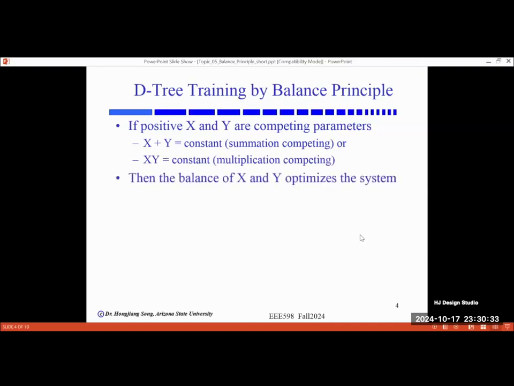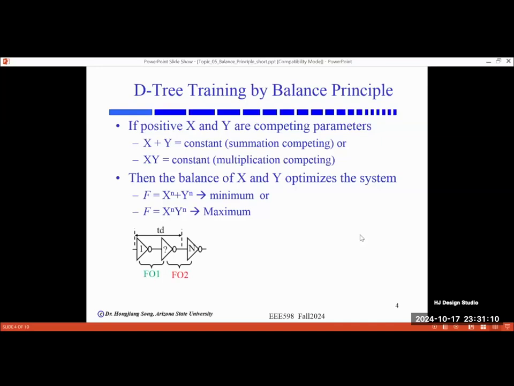So now let's look into the cost function where balance can make this cost function optimal. In the first case, the cost function is the summation of X with the power n plus Y with the power of n. In this case, the balance of X and Y will make this cost function minimum. In the second case, the cost function is the product of X with the power of n and Y with the power of n. In this case, the balance of X and Y may make this cost function maximum.